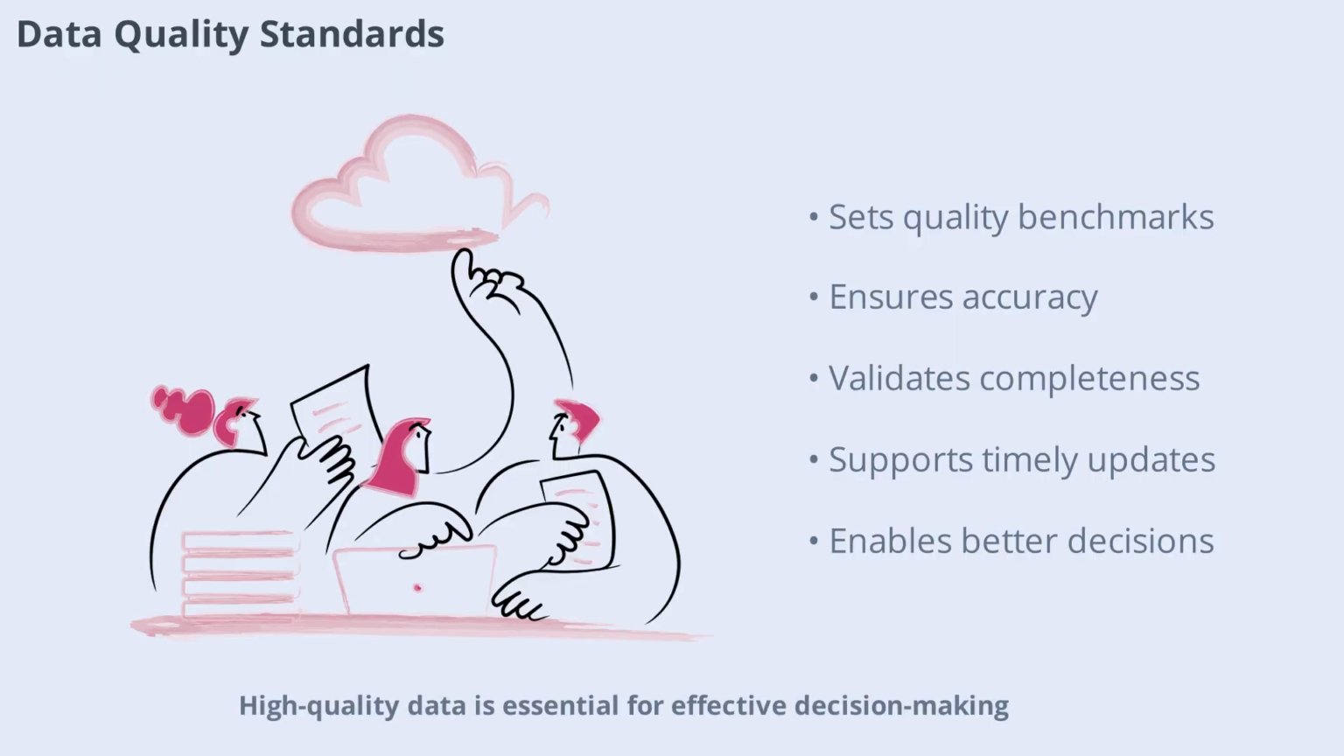Quality data is essential for effective decision-making. Data governance includes setting standards for data quality such as accuracy, completeness, and timeliness. These standards help ensure that data is fit for its intended use. Regular checks and validation processes help maintain quality over time. By prioritizing data quality, organizations can trust their data and make better business decisions.